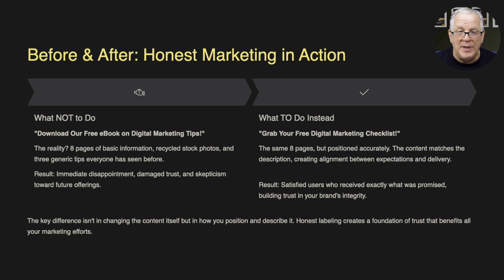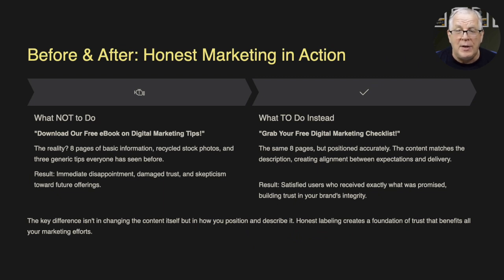The result is immediate disappointment, damaged trust, and skepticism toward future offerings. What to do instead? Grab your free digital marketing checklist. The same 8 pages, but positioned accurately. The content matches the description, creating alignment between expectations and delivery. The result is satisfied users who received exactly what was promised, building trust in your brand's integrity.